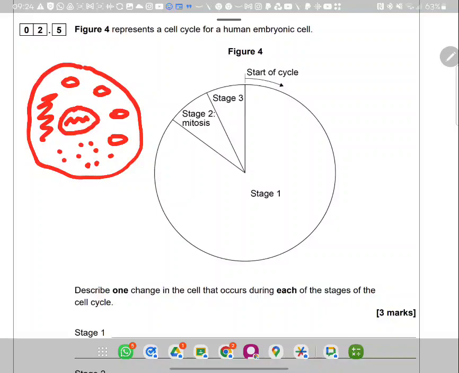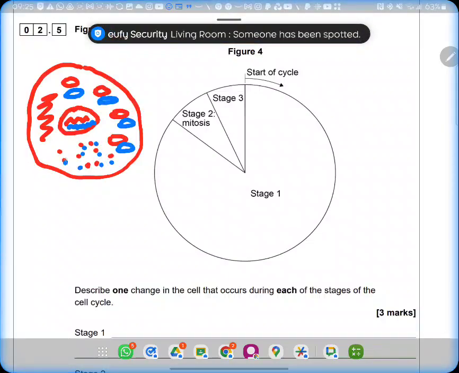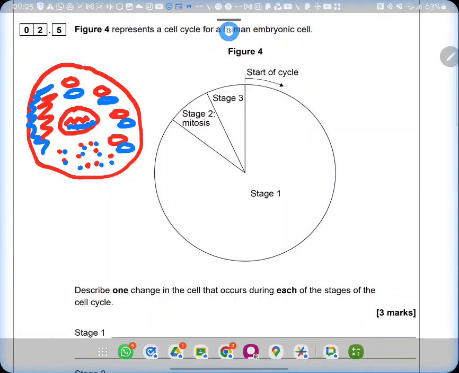Now, we need to make two identical copies of that. So if we're going to make two identical copies, we clearly need to copy everything. So we're going to copy the DNA. We are going to make twice as many mitochondria, twice as many ribosomes, and twice as much cytoplasm. And so in order to do that, we need to grow and copy.